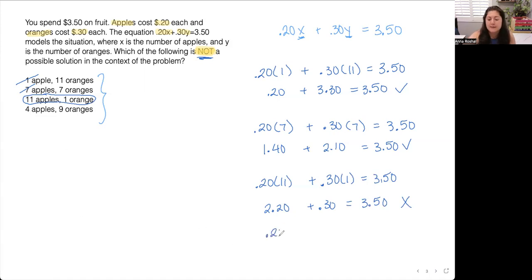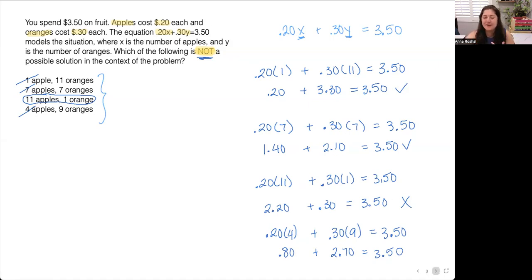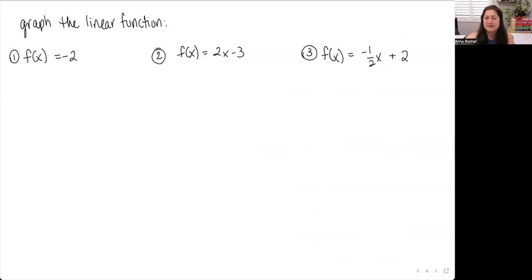So I have 20 cents times 4 apples plus 30 cents times 9 oranges. Does that equal $3.50? So this is 80 cents plus $2.70, and that does indeed equal $3.50. So I know that that's not a good choice. So I know my only option is 11 apples, 1 orange. Now that I've satisfied my soul, my heart, I can move on to the next type of problem.